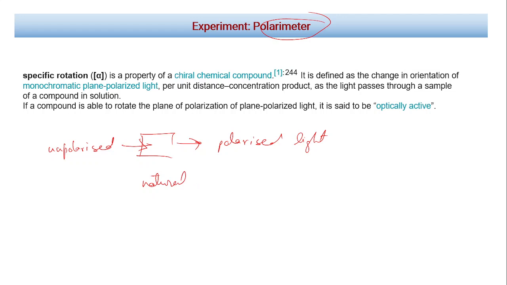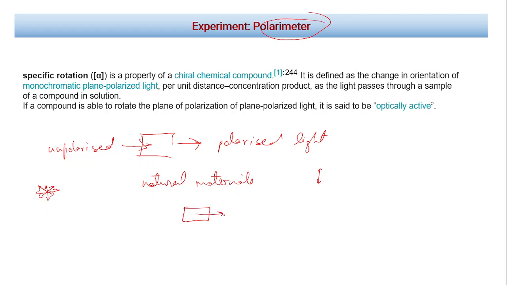Now there are certain natural materials in nature which, as I said, unpolarized light means the electric field component is varying in all possible directions, and polarized means the electric field variation is restricted to one plane. Now we have certain materials which, if I have kept here, say this is some beaker or something transparent, inside that I have kept that material.